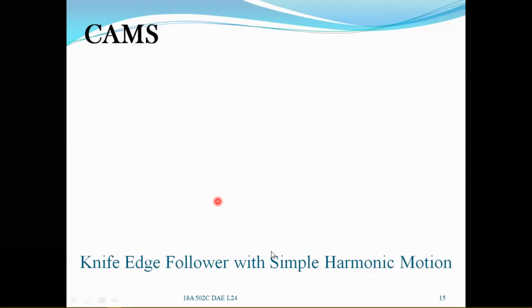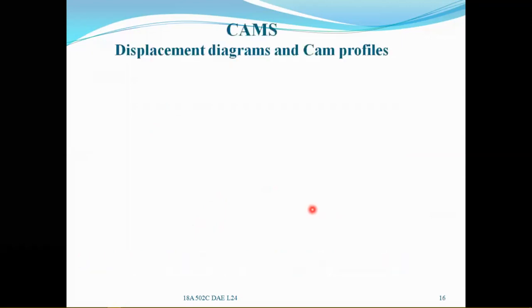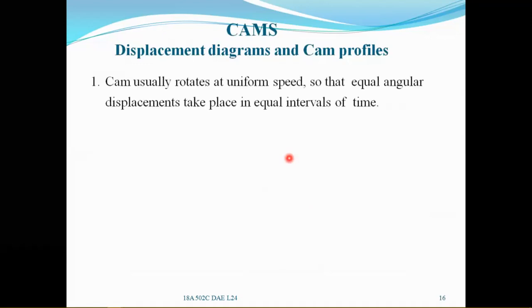And next is cams, and to draw the cam profile for a knife edge follower with simple harmonic motion. It's a simple harmonic motion. So here is also the same procedure as we had done in the previous problem. So let us see.